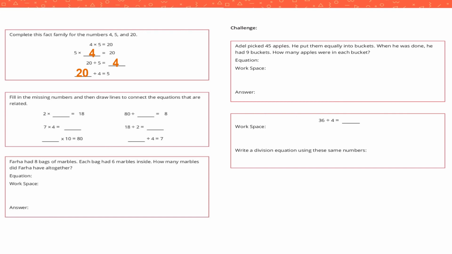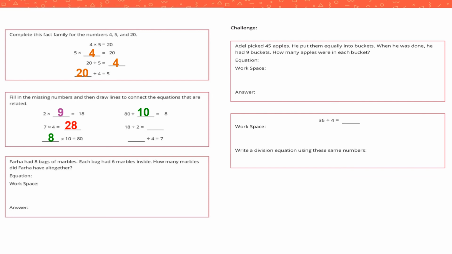The first equation, 2 times what equals 18? Sure, 9. 7 times 4, 28 from table 4. What times 10 equals 80? 8. Here, 80 divided by what? Give me 8. From this equation, which will help me. Yes, this. So 80 divided by 10 gives me 8.